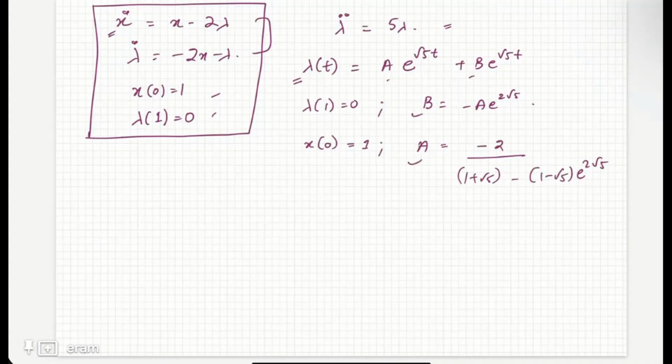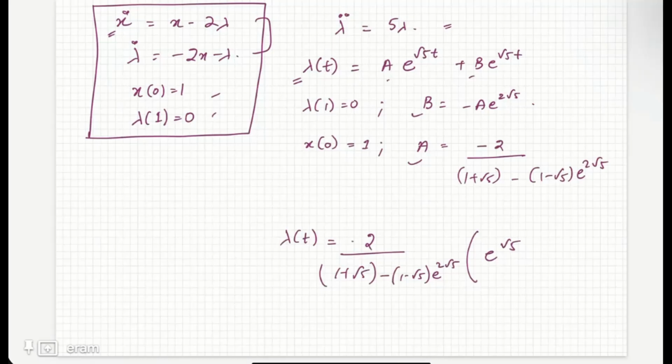So since we have a and we have b, this lambda t we can write as 2 divided by 1 plus root 5 minus 1 minus root 5 e to the power 2 root 5, into e to the power root 5, so that would be minus e to the power root 5 times t, so it will be 1 plus t. Yes, so this will be the expression for lambda t.